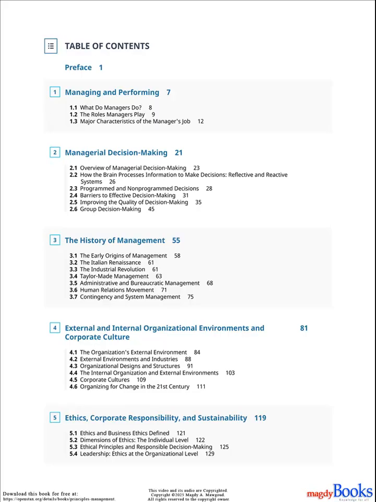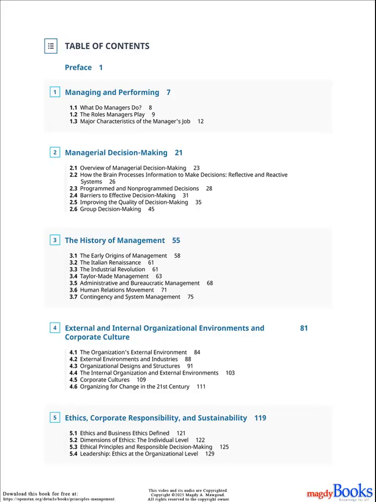4. External and internal organizational environments and corporate culture. 4.1. The organization's external environment. 4.2. External environments and industries. 4.3. Organizational designs and structures. 4.4. The internal organization and external environments. 4.5. Corporate cultures. 4.6. Organizing for change in the 21st century.